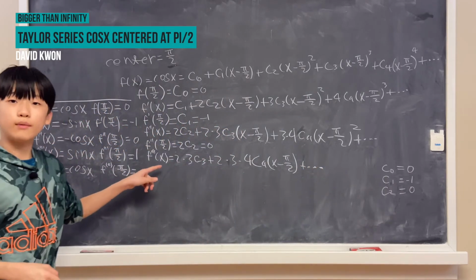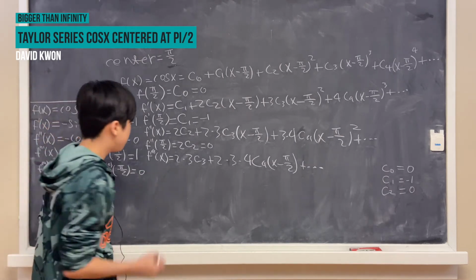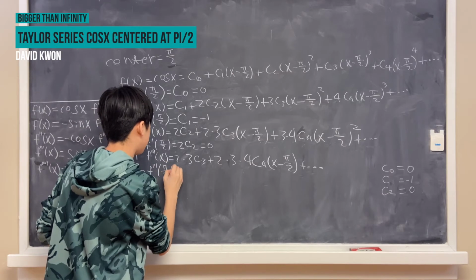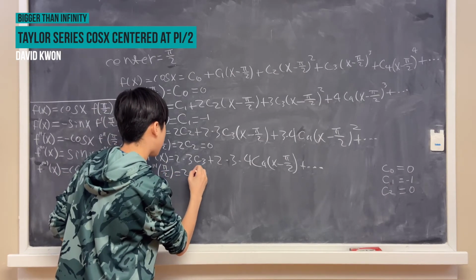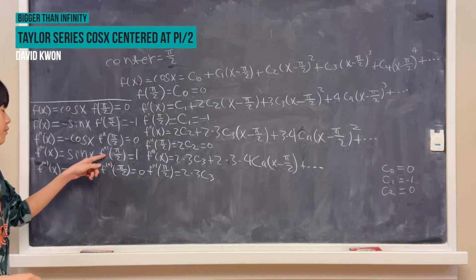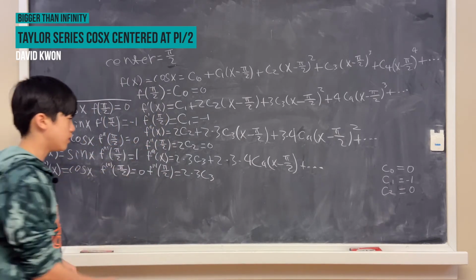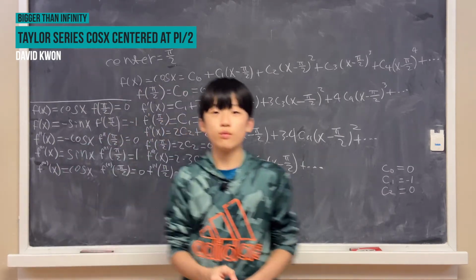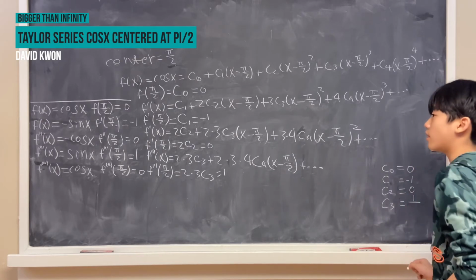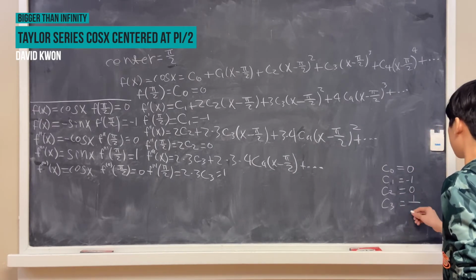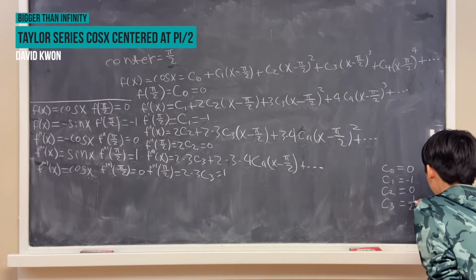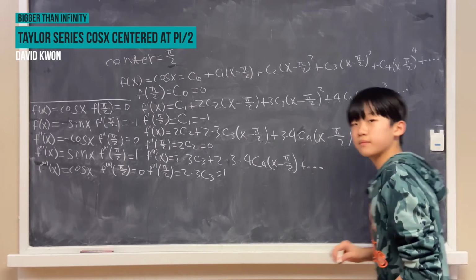So now after setting our x equal to pi over 2, we have f triple prime pi over 2 is equal to just 2 times 3 times c sub 3. And here it says that f triple prime pi over 2 is equal to 1. So we have our value of c sub 3 as 1 over, I think it was, 2 times 3.